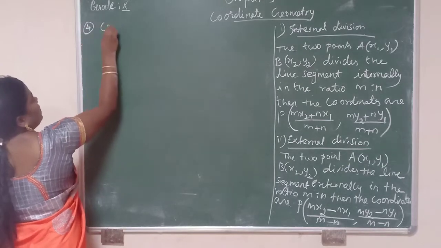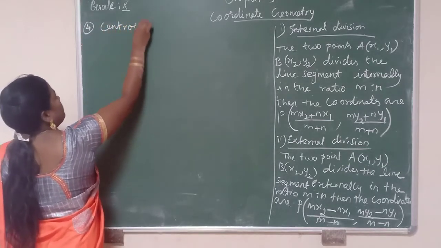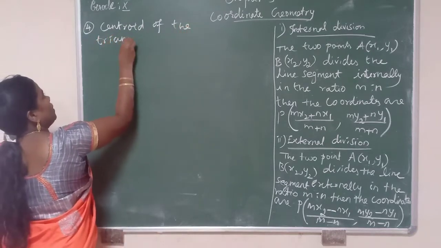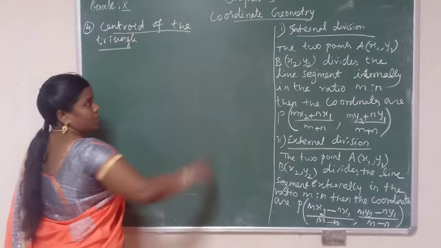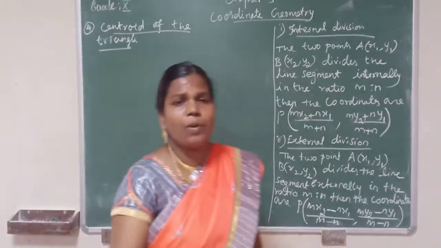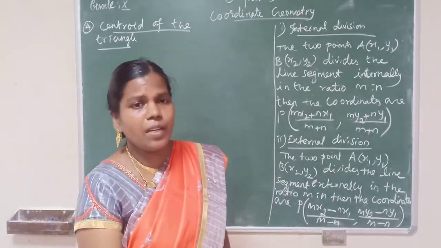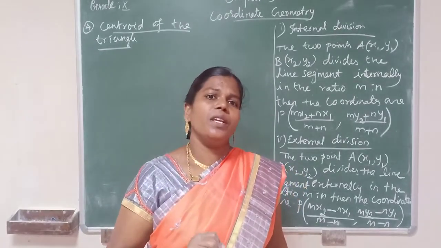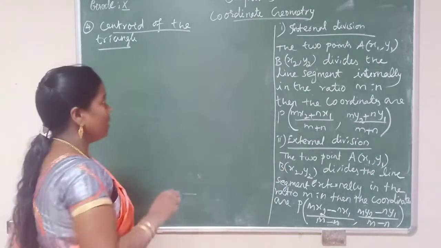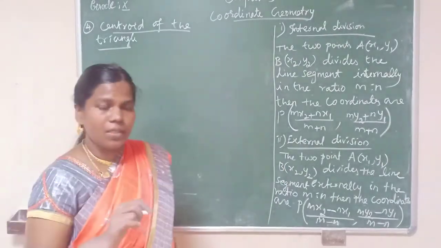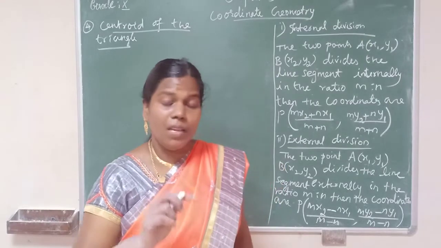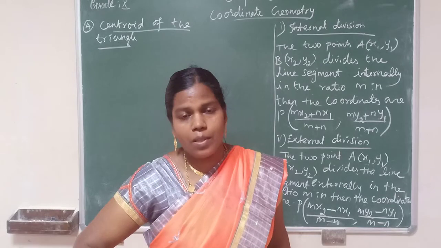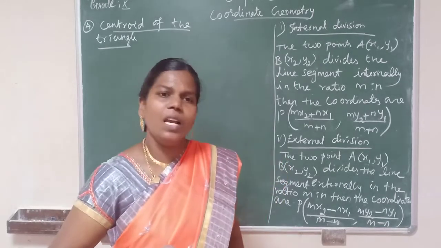The fourth formula, centroid of the triangle. What is meant by centroid? Centroid is the point of contact of three medians of the triangle. Let us consider the three vertices of triangle ABC: A of x1 y1, B of x2 y2, C of x3 y3.